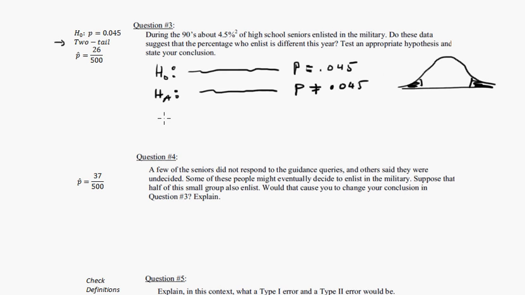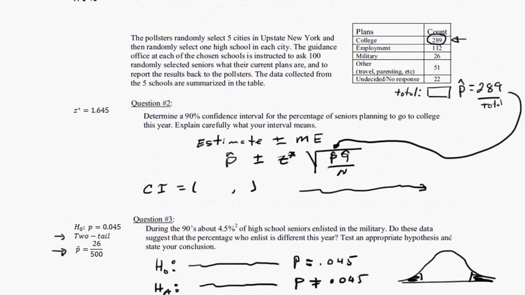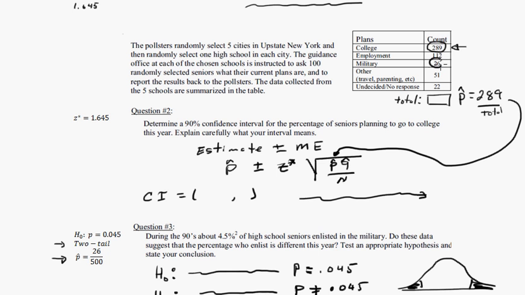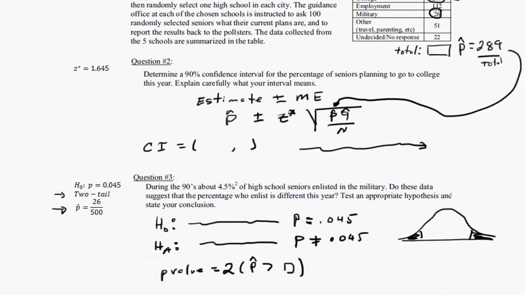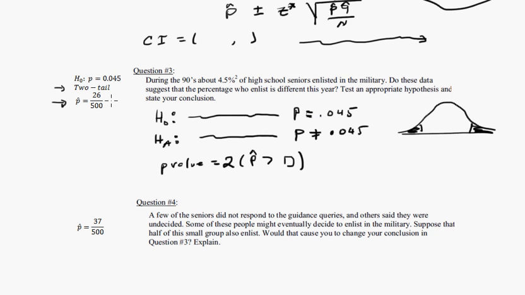So when you say the p-value equals whatever, the probability of p hat greater than some number or less than some number, multiply it by 2. Okay, so what else have I done here? I've said, okay, we can see that those going to the military, it's 26 out of this total. So I've already done the p hat for you.